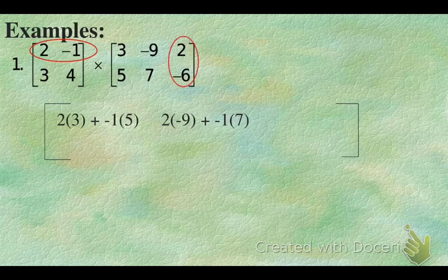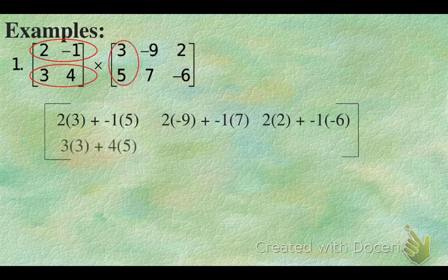And then the first row, third column in the solution matrix is found by multiplying the first row by the third column of the two matrices being multiplied together. So our entry here would be 2 times 2 added to negative 1 times negative 6. So we follow the same pattern for the second row, but now we're going to multiply the second row by each column and then add. So 3, 4 multiplied by 3, 5 will give me the second row, first column in the solution matrix. So 3 times 3, 4 times 5, and add them together.